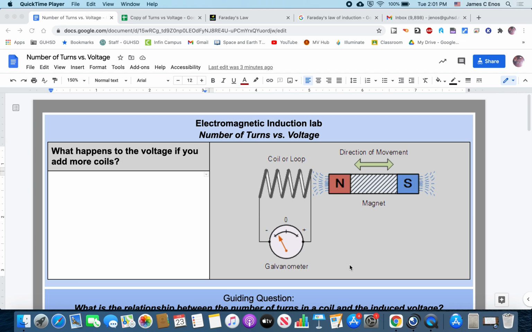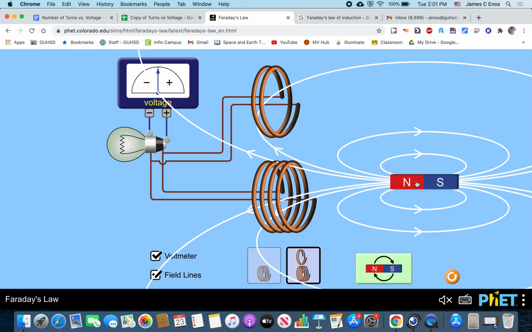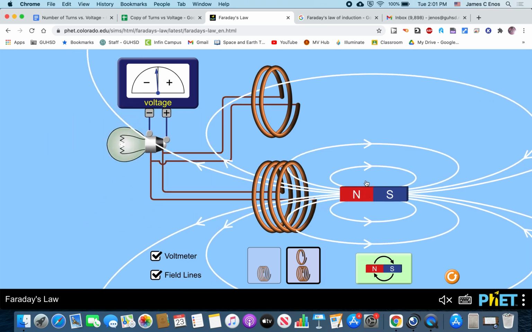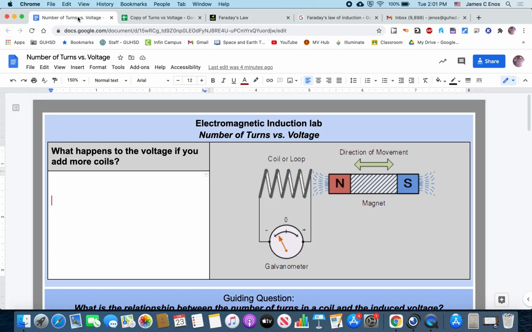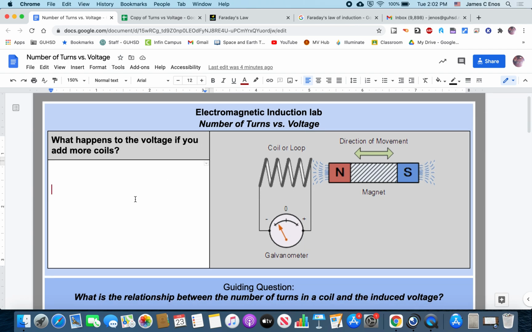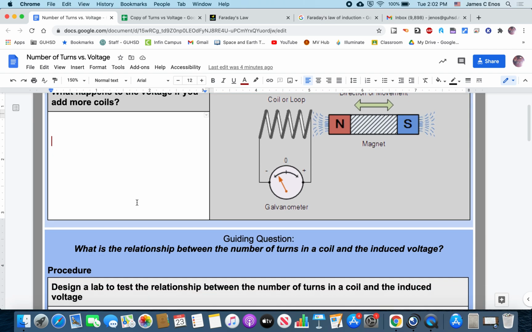In this experiment, we are testing the number of turns in a coil or loop and the voltage that is induced. As we begin, I'm asking you this question: what happens to the voltage if you add more coils? We've already dealt with this, we've worked with it. With 4 coils and 2 coils, we see something. We already know what's going on. We have an idea about this voltage or that EMF that's being induced in that coil of wire.